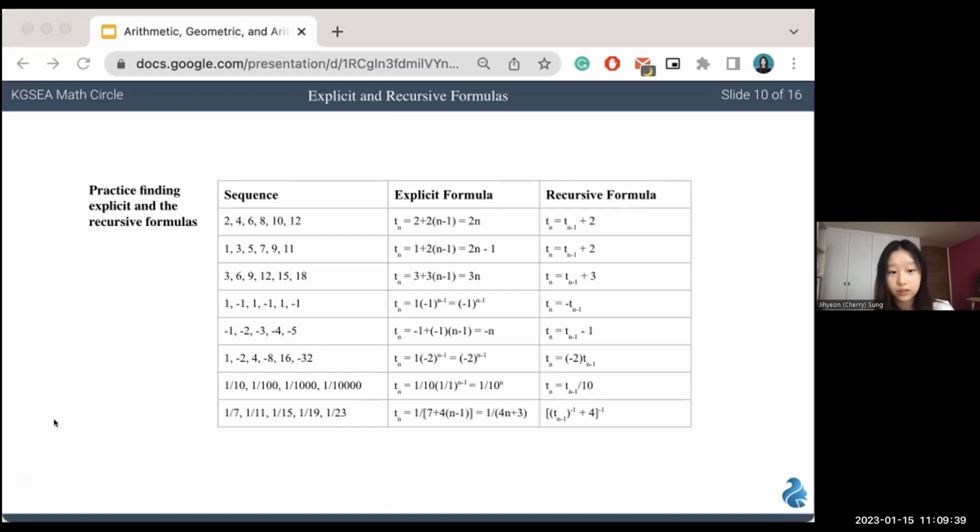In the geometric sequence of 1, minus 1, 1, minus 1, and so on, the first term is 1 and the common ratio is minus 1. The explicit formula is thus 1 times (minus 1) to the power of n minus 1, and the recursive formula is just minus 1 times the previous term.